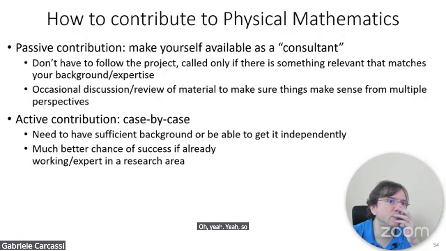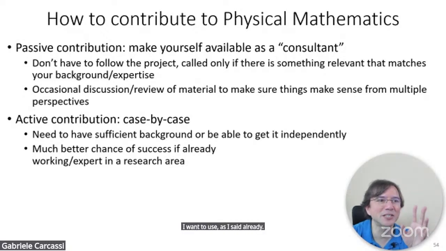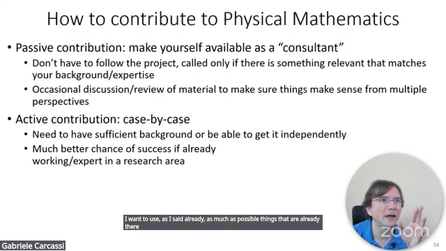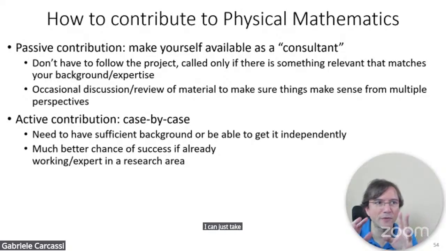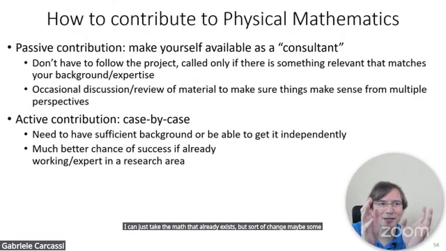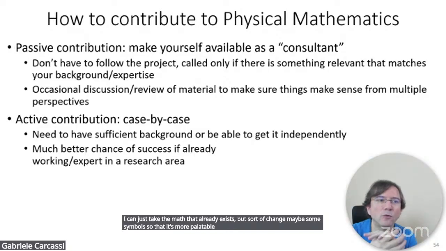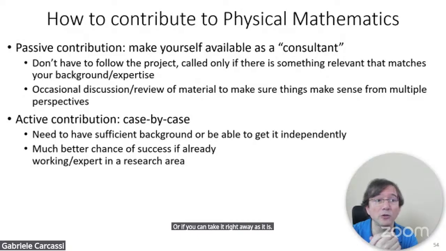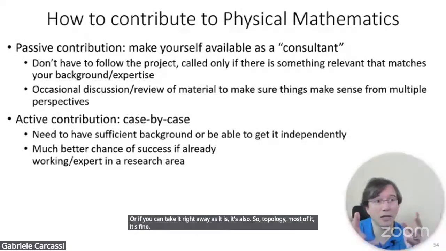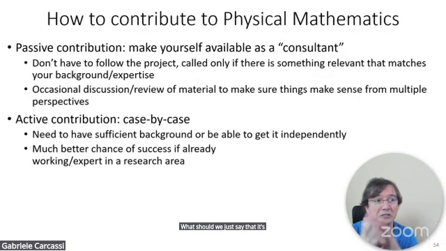Yeah, so this is where, again, I want to use, as I said already, as much as possible things that are already there. If I can just take the math that already exists, but change maybe some symbols so that it's more palatable, I would just do that. Or if you can take it right away as it is, that's also fine. So topology, most of it, is fine. Once we just say that it's second countable, it's exactly what we need. Even measure theory is very close.